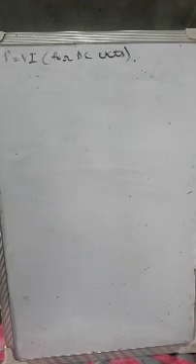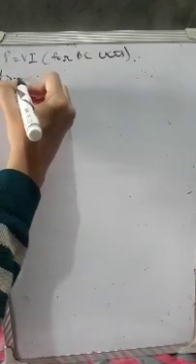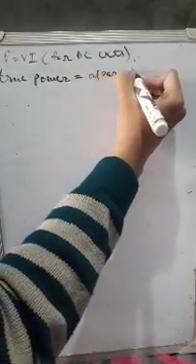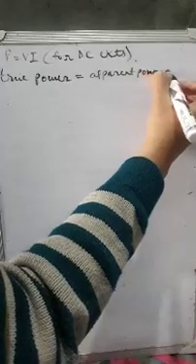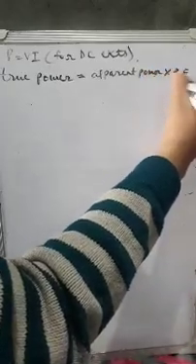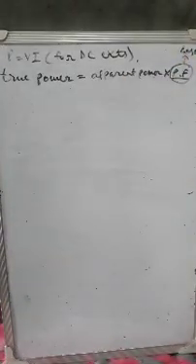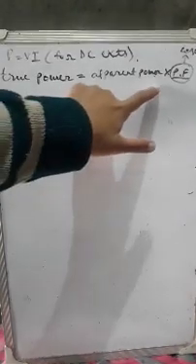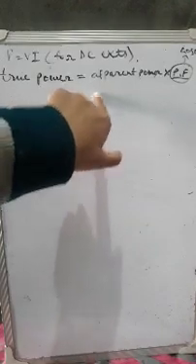So clearly we can see that the true power is equal to the apparent power times the power factor. What does the power factor mean? It is cos theta. And this apparent power is just the product of V_RMS and I_RMS.